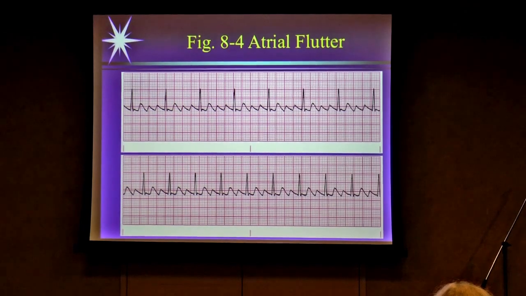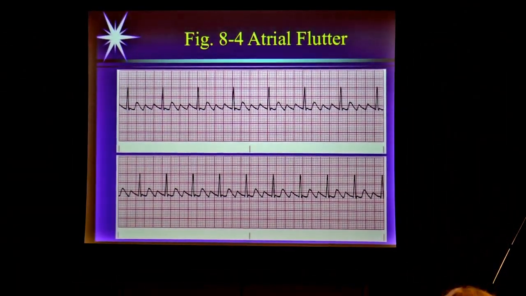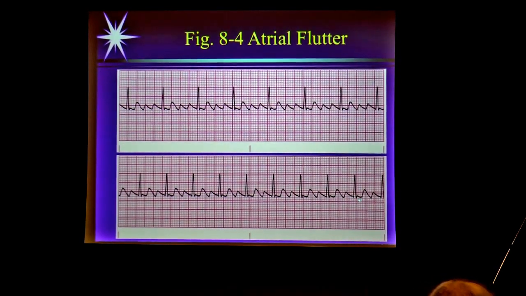Now, if this rate was faster, would you see the sawtooth as well? Remember, as the rate increases, what happens? Everything in between gets mushed together, and it's harder to see. So this is a nice slow one, and you're able to see it. But as it gets faster, it would be harder to see. Somebody in atrial flutter that's stable would be taken to the hospital. Nothing would be done for them.